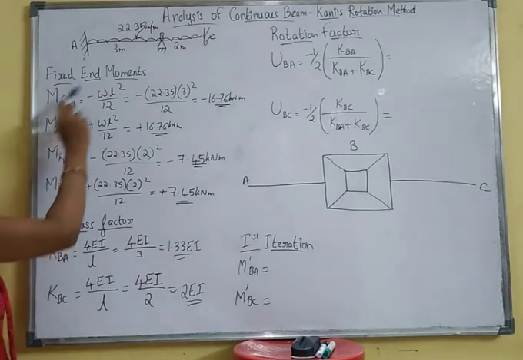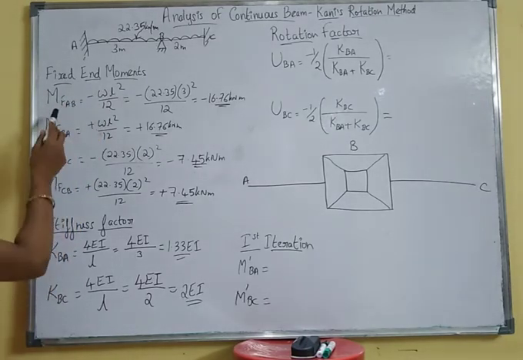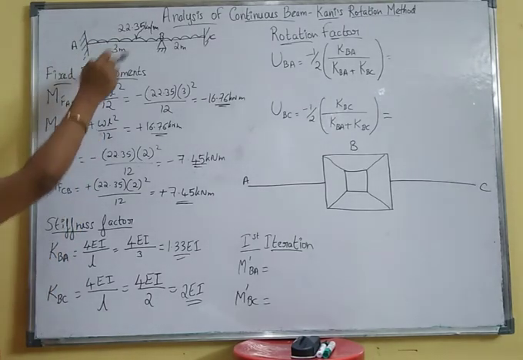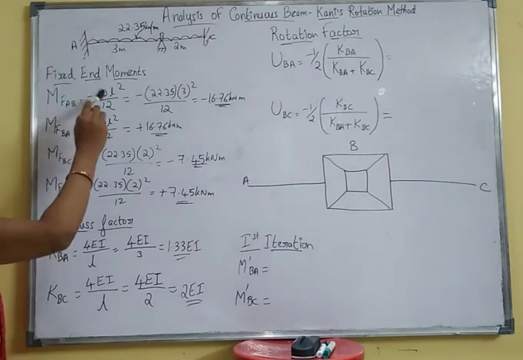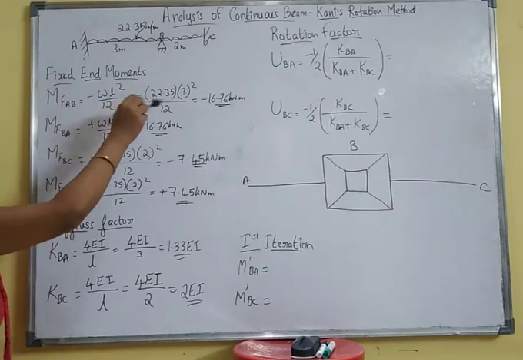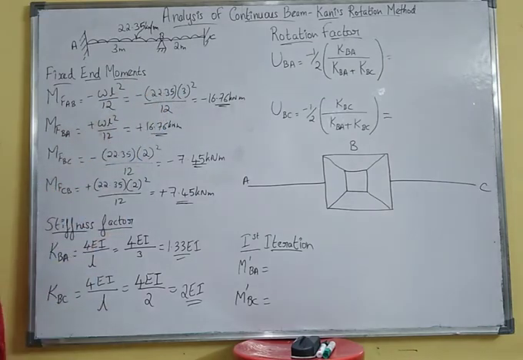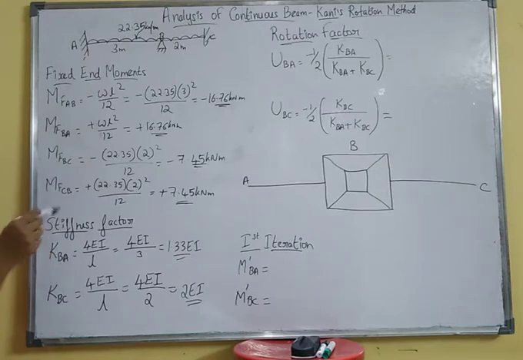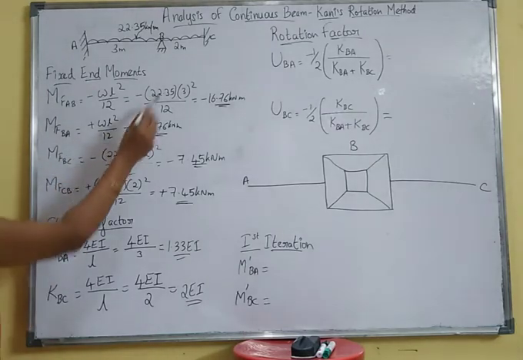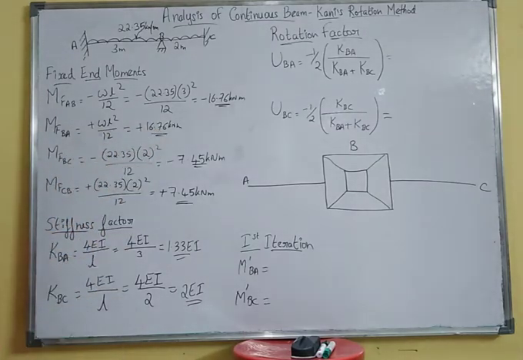First step, find the fixed end moments. For the UDL at AB you have anti-clockwise, so it is minus WL square by 12. So minus 22.35 into 3 square by 12, it will be nothing but minus 16.76 kN/m. Similarly, BA will be plus, clockwise, so plus WL square by 12.